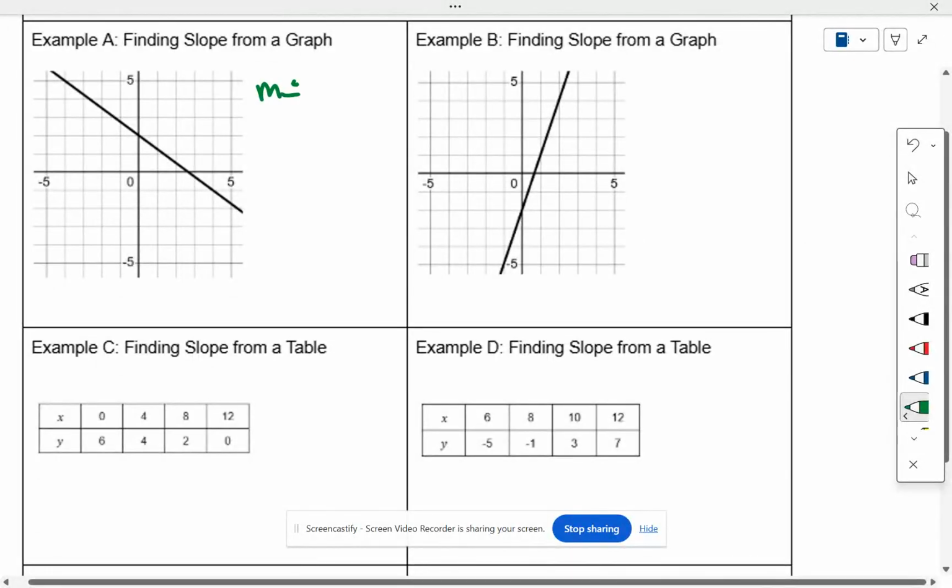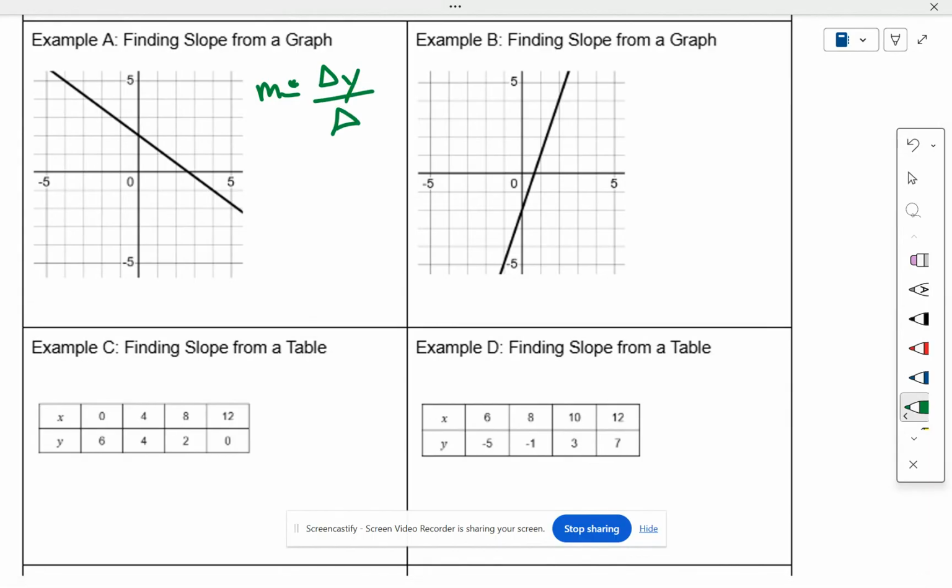Slope is rise over run, or the change in y over the change in x. So when we find slope on a graph, what we're going to do is look for places of intersection. So we see that the line intersects the graph's grid right there and also right there. So from there, we're going to draw a slope triangle.